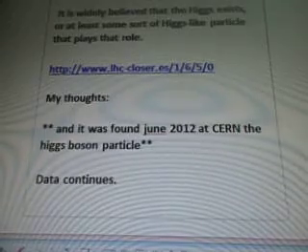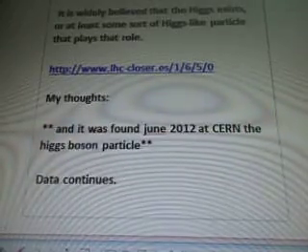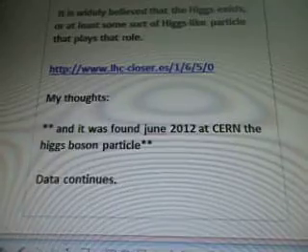My thoughts: it was found in June 2012 at CERN, the Higgs boson particle. Data continues. So you guys finally found it. That's cool.